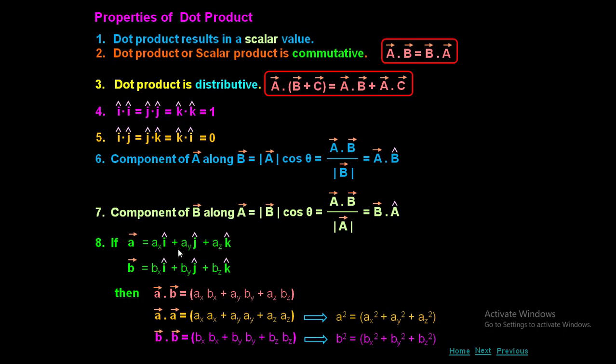So ax bx plus ay by plus az bz. This is the value. Because i cap dot i cap becomes 1, j cap dot j cap becomes 1, k cap dot k cap becomes 1. In the same way, if you multiply a bar alone with a bar, then what you are going to have? ax into ax plus ay into ay plus az into az, which is nothing but modulus of a bar square equal to ax square plus ay square plus az square. Similarly, b bar on b bar also.